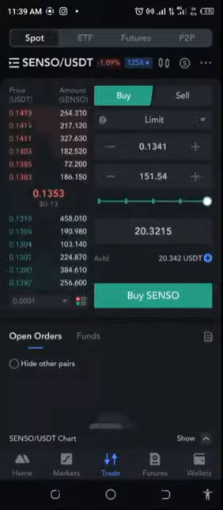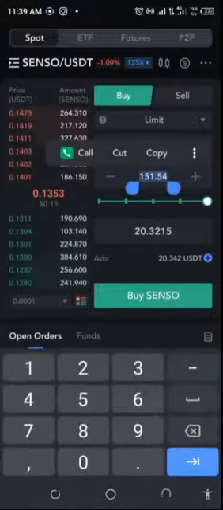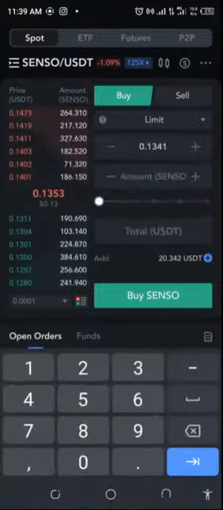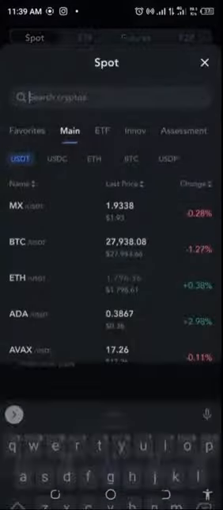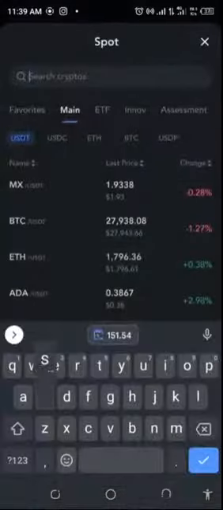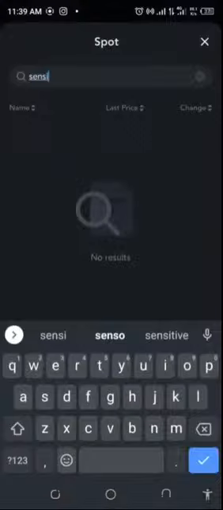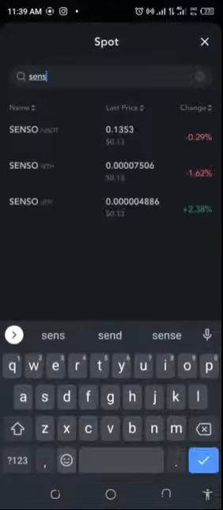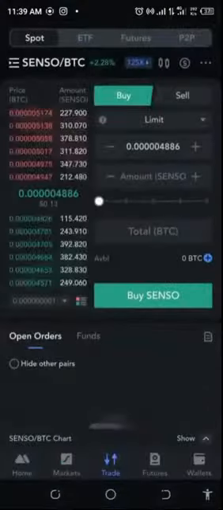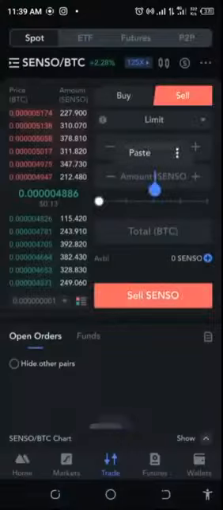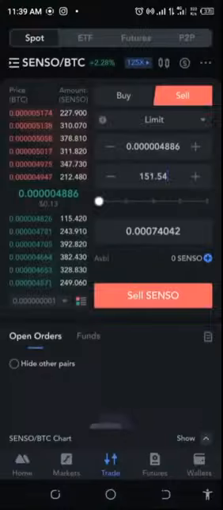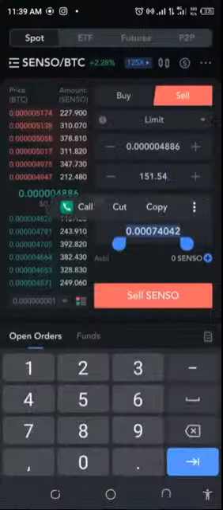So we have, what do we have here? We've got 151.54. Okay, let's copy that. And then let's quickly change this to, let's see, Senso BTC. Let's quickly change that and see what we get. Okay, so we put that in there, and then we copy that out.